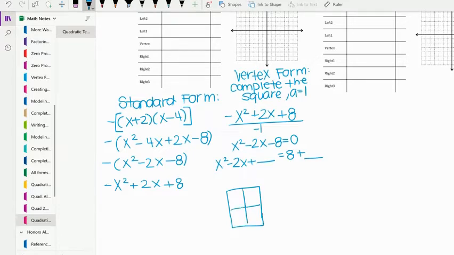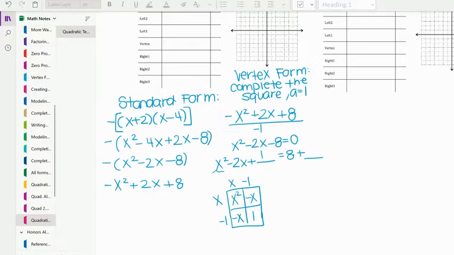Yesterday I did the b divided by 2 method. Today I'm doing the square method. So we get x squared, first term, first box. Then you take your b value, divide it in half. And then we fill out the edges. And then you multiply -1 times -1, which is 1, which will complete the square. So then we get x minus 1 squared equals 9.